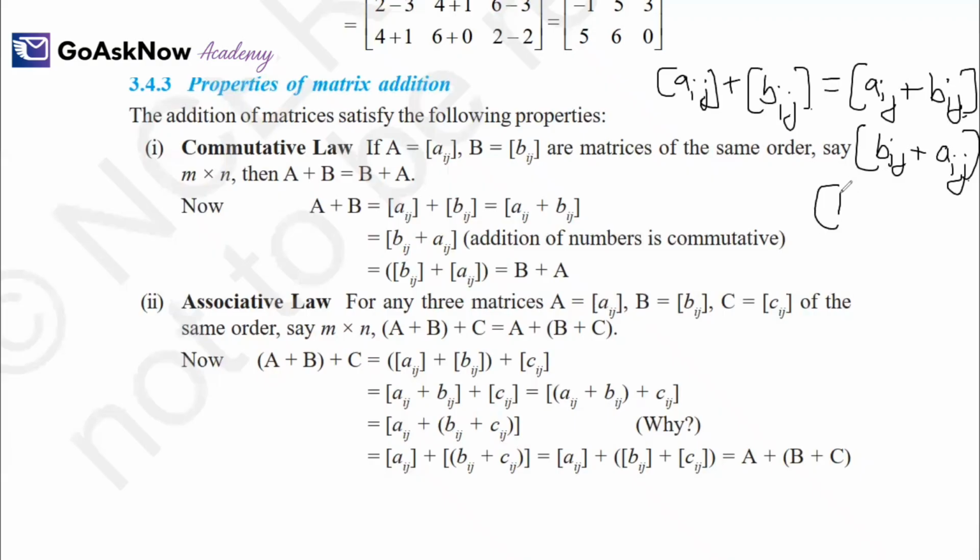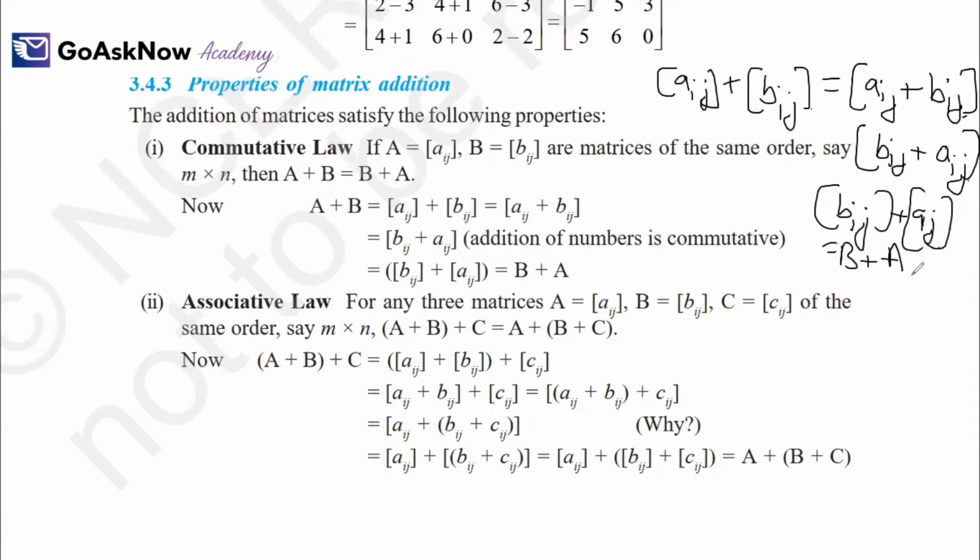So you can write it like Bij plus Aij. So this proves that matrix addition is commutative. You can write it finally as B plus A. I hope you got this, that why your addition of matrix is commutative.